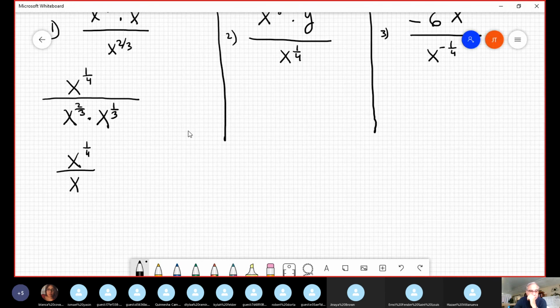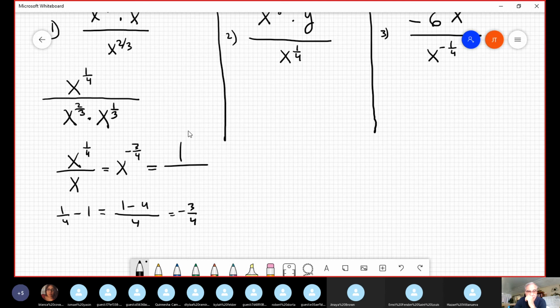Final subtraction: you subtract the 1/4 minus 1. Let's use common denominator 4. 1 minus 4 is negative 3/4. The answer of this is x to the negative 3/4. Well, this is not the final answer because it's illegal to express the final answer with a negative exponent. You flip it. Okay, I put it in the bottom like a positive 3/4. Now this is the elegant final answer.